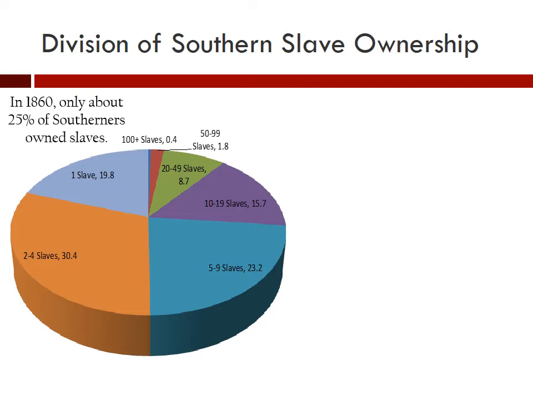That also gives you an idea of that small grouping of people, like 2% of people, that have 50 or more slaves. Those are the people that are controlling the South. Those are the people that have that massive political and social and economic control.